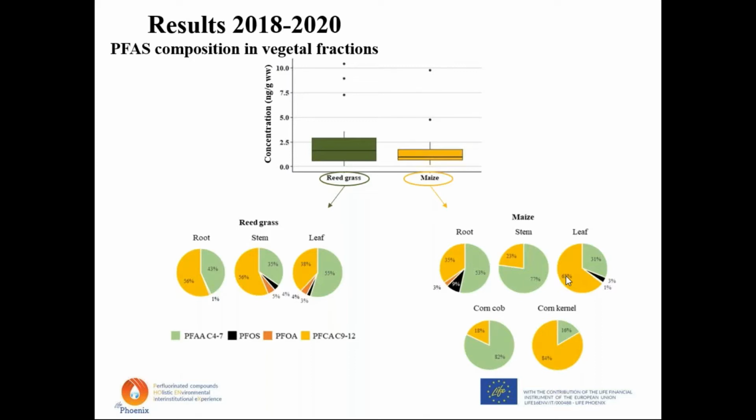Another important result is about corn cob and corn kernel. Indeed, you can see that the opposite situation has been observed, and you can see that in corn cob the majority of PFAS were short-chain PFAS, while in corn kernel, the majority of PFAS were long-chain PFAS.